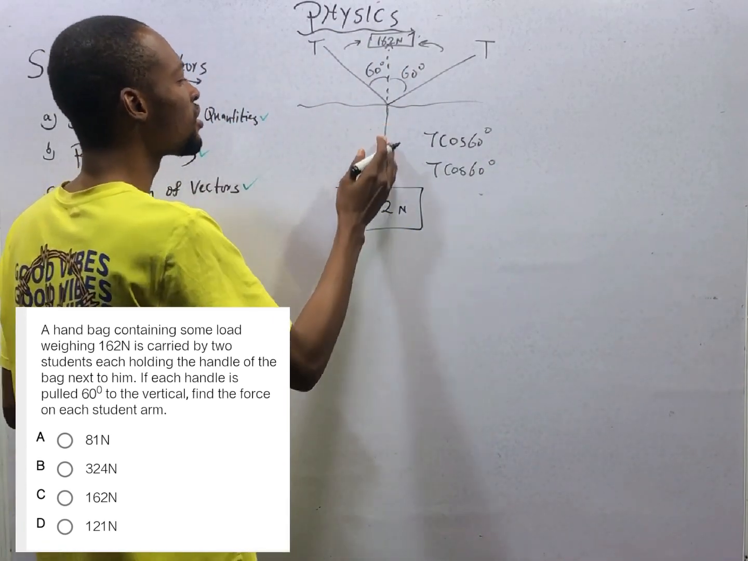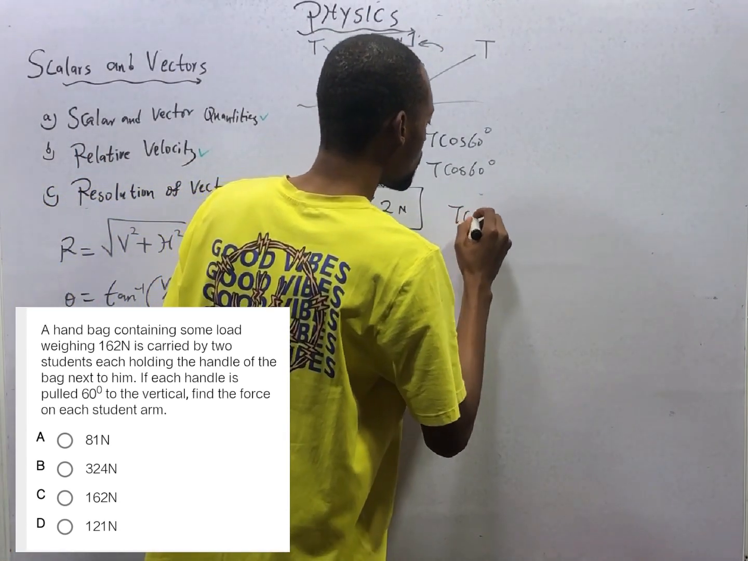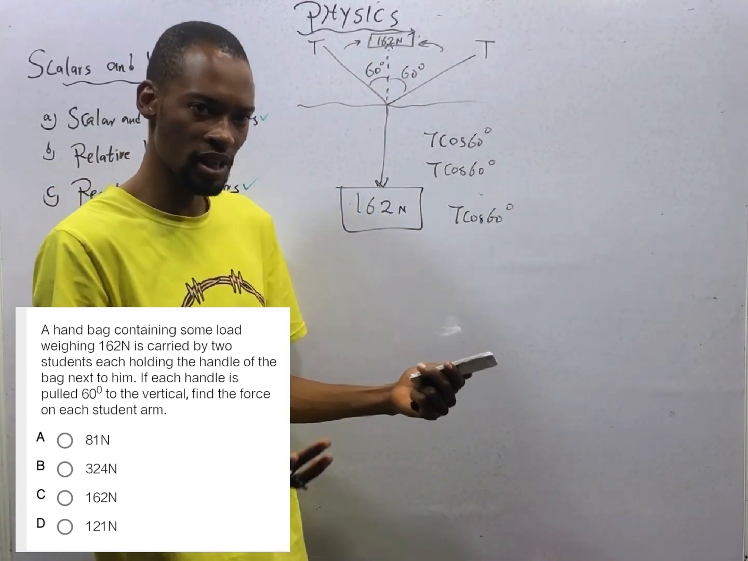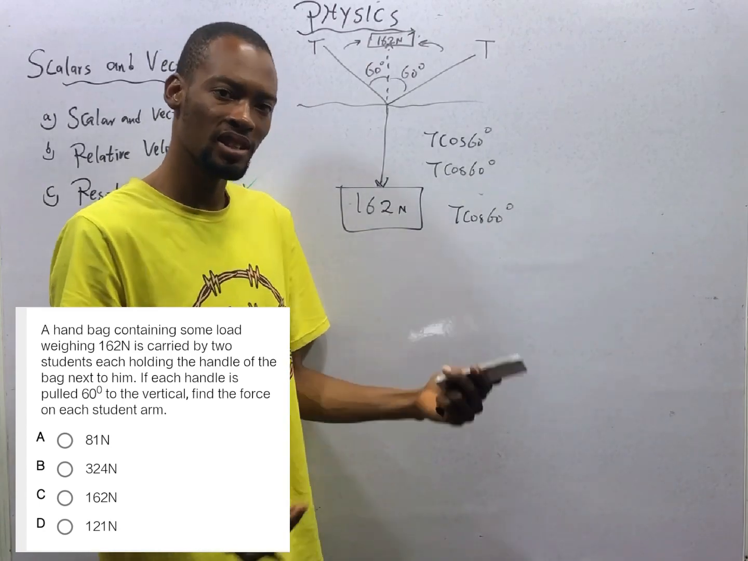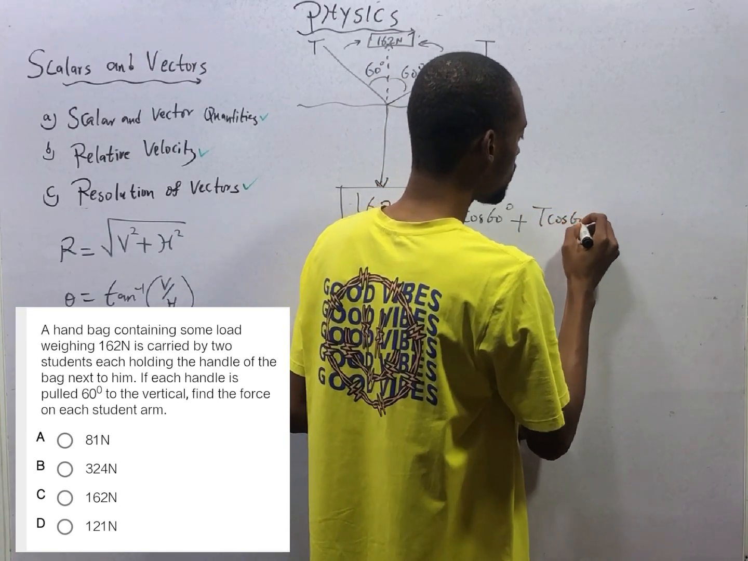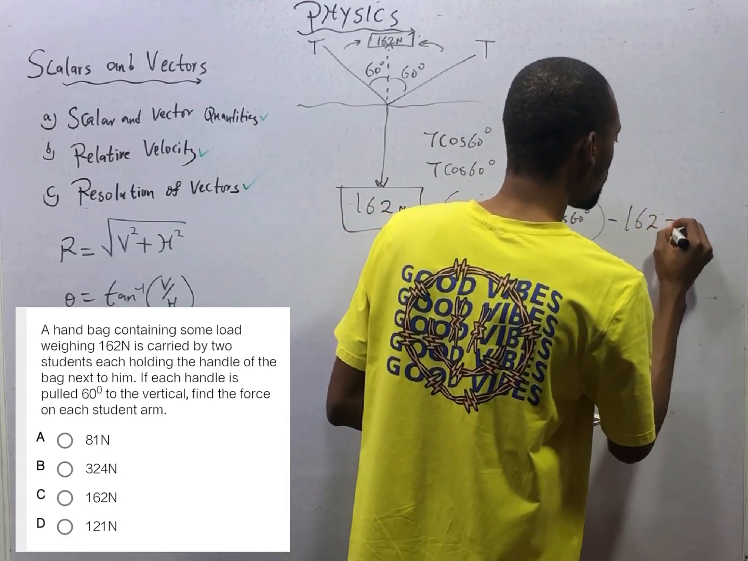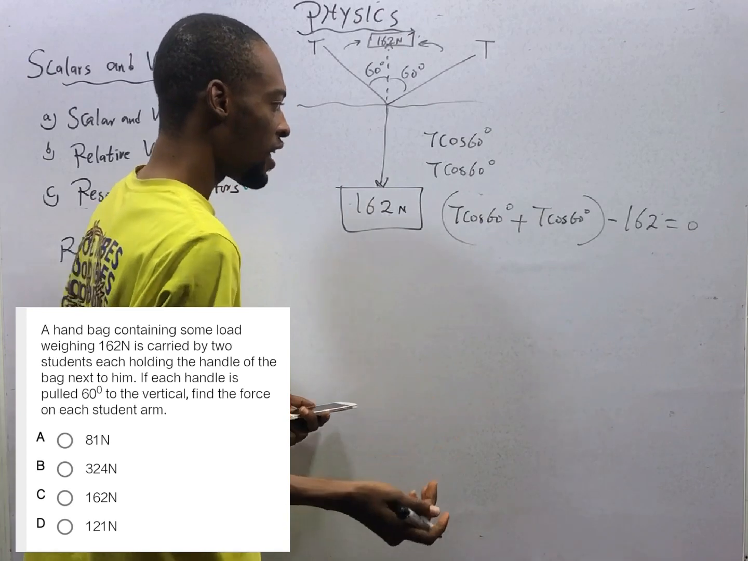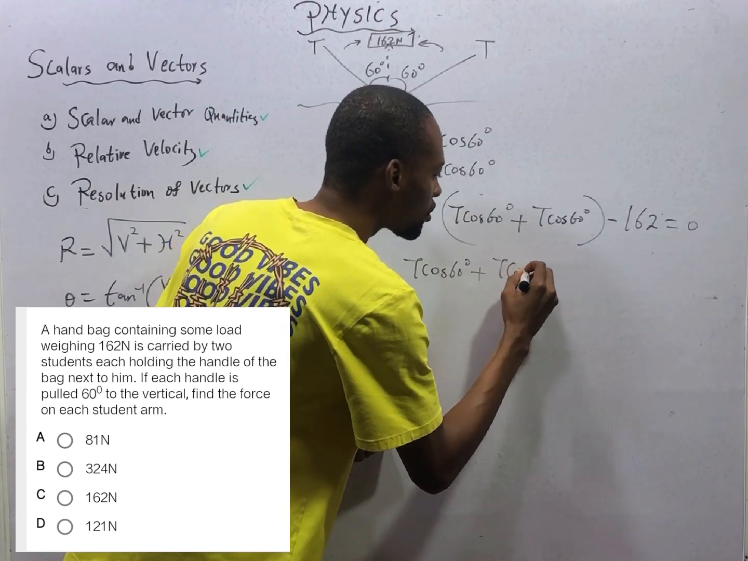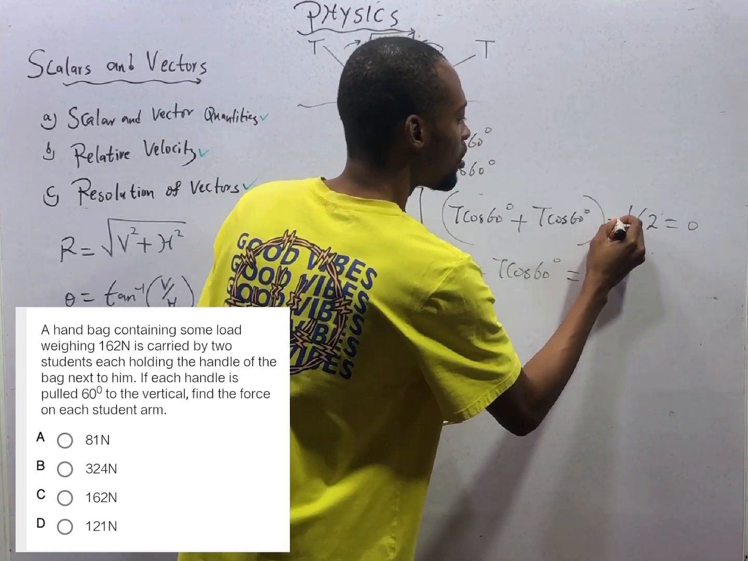We know that this is going down and this is going up. For forces in vectors acting in different directions, they are subtracted. The ones acting in the same direction are added. So T cos 60 degrees plus the second T cos 60 degrees minus the weight, which is acting down, equals 0. They cancel out. Therefore, T cos 60 degrees plus T cos 60 degrees, these two forces, are equal to the weight, 162 Newton. We move it to the other side.